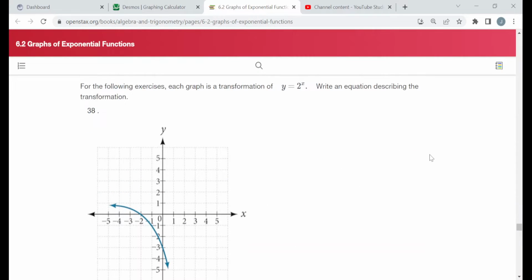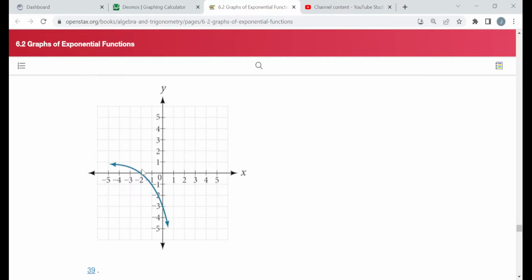Now it says, for the following exercises, each graph is a transformation of y equals 2 to the x. And we're asked to write an equation describing the transformation, right? What would be the equation for this graph if the parent function was y equals 2 to the x? All right.